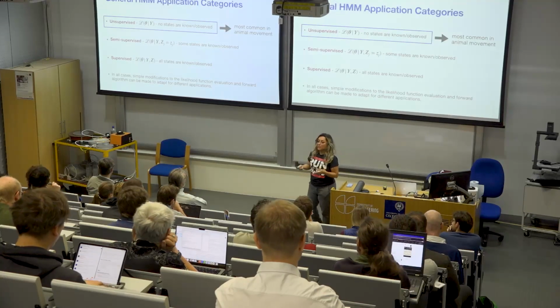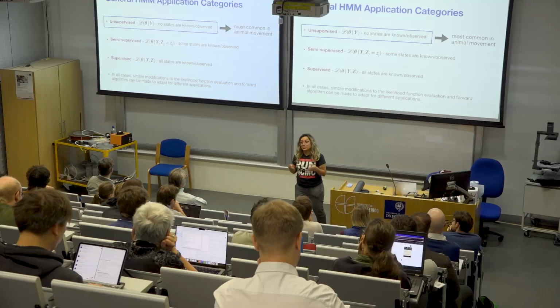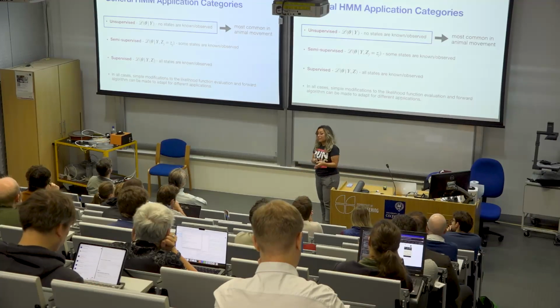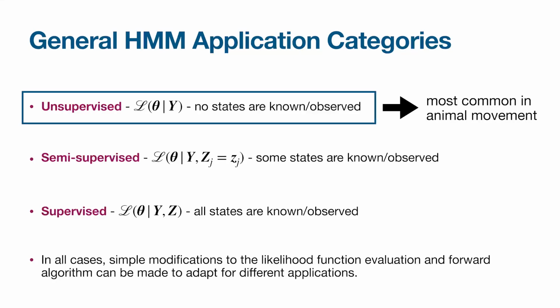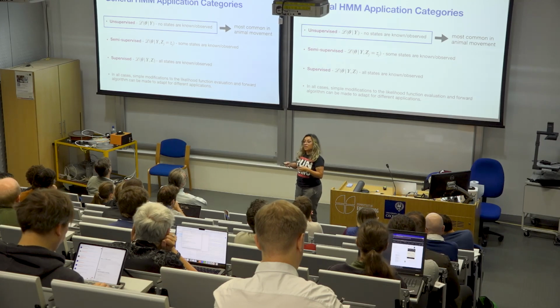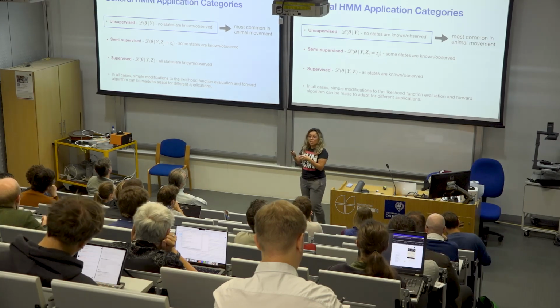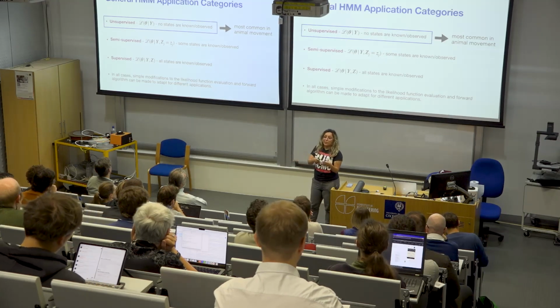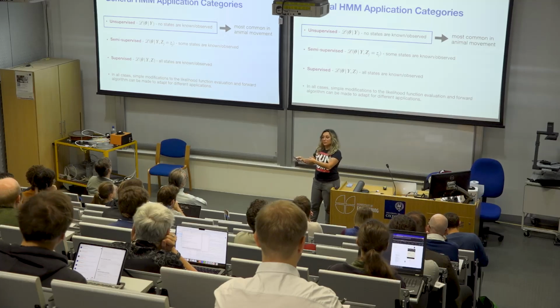There are different application categories for HMMs, and this is also covered in the Stan manual, which is fantastic. There's the fully unsupervised case, where you don't observe any of the states, and it's more akin to clustering. You're trying to cluster the observations into these different states, and you're not necessarily evaluating how well the HMM is classifying if you don't have any labels to evaluate its performance.